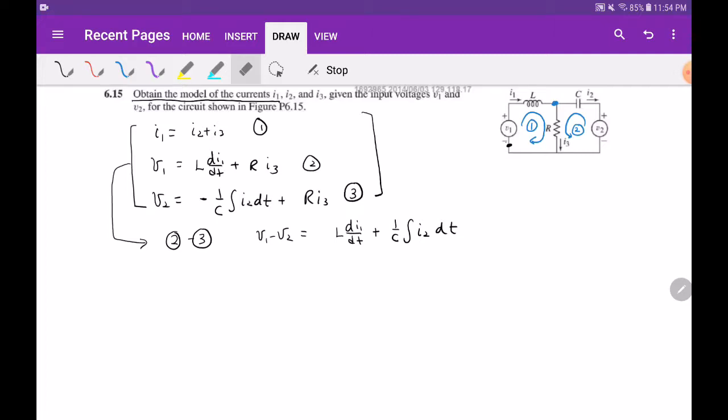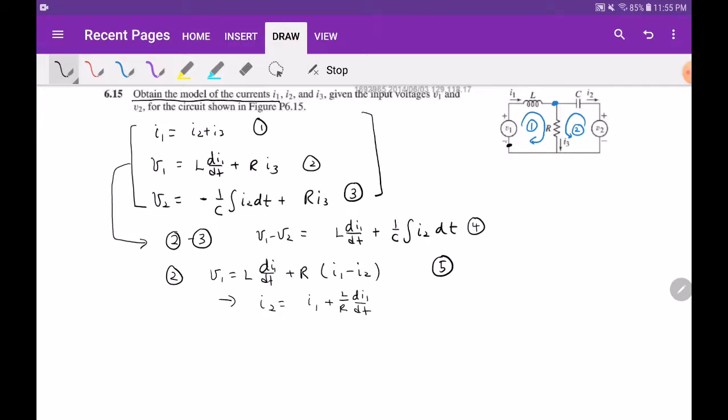Let me just do substitution. So I'm going to write equation 2 with the I3 substituted. So you have V1 equals L di1 over dt, plus R times, instead of I3, I'm going to use I1 minus I2. So I have new equations 4 and 5, and 4 and 5 are in terms of I1 and I2 only. My goal is to get rid of I2. So from equation 5, I'm going to solve for I2. I move the I2 to the other side and divide by R. So I have I1 plus L over R di1 over dt.